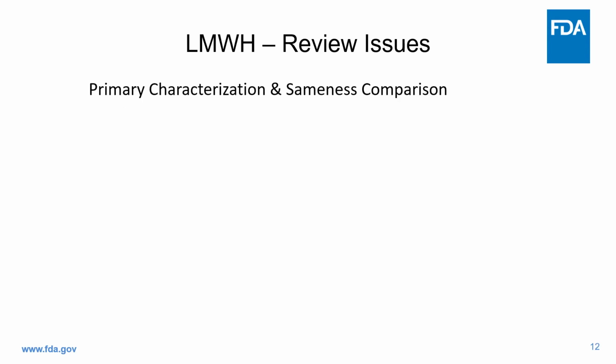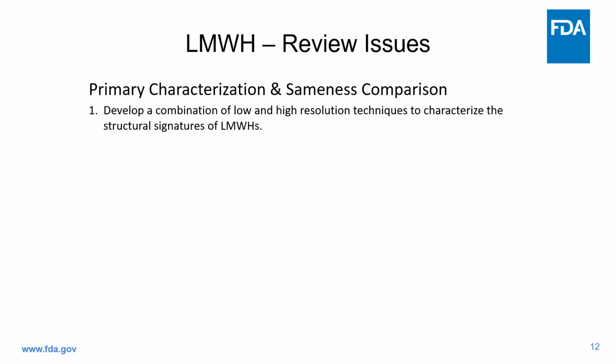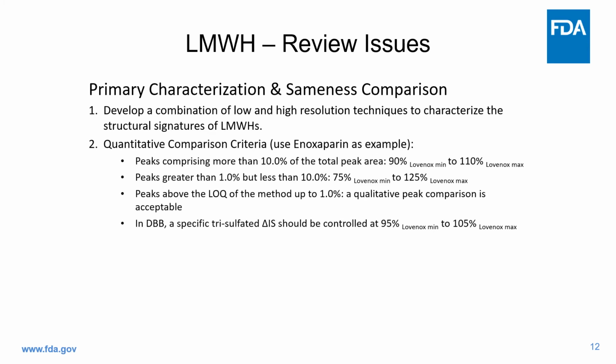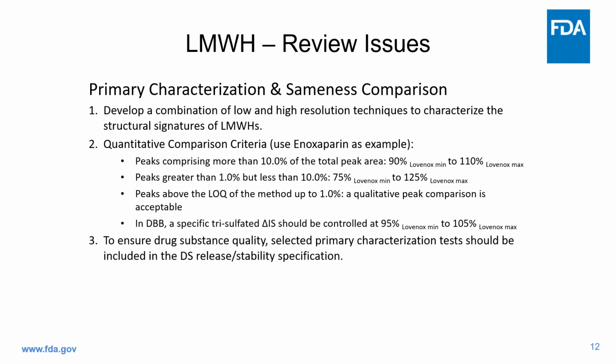As mentioned previously, a combination of low and high resolution techniques should be developed to establish the sameness. The high resolution methods include but are not limited to chain mapping, disaccharide building block mapping, and fragment mapping by SAX HPLC, for example, the composition by NMR. We want to provide the current accepted quantitative comparison criteria.